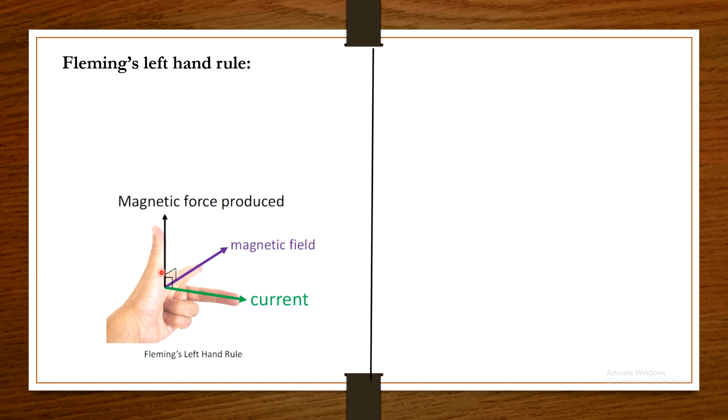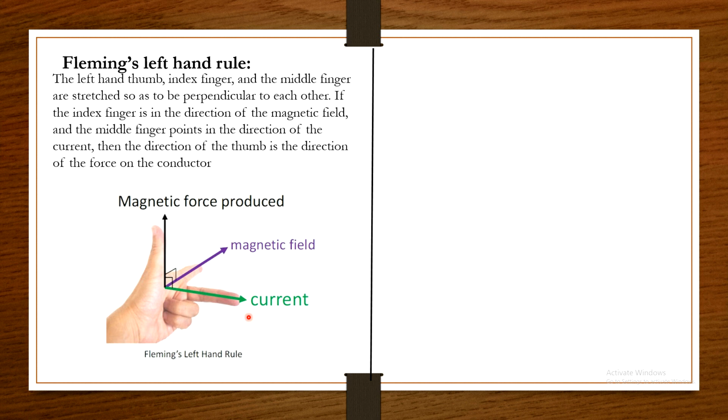So this is the way to understand that Fleming's left hand rule is generally used for motors. That means first current is produced in the circuit, then the magnetic field is produced, and then the magnetic force is produced. So this is applied to the motor.